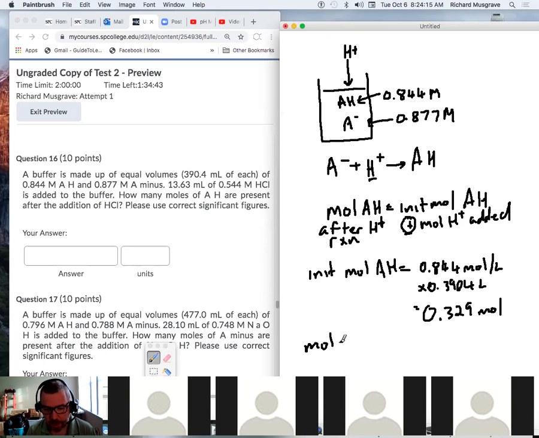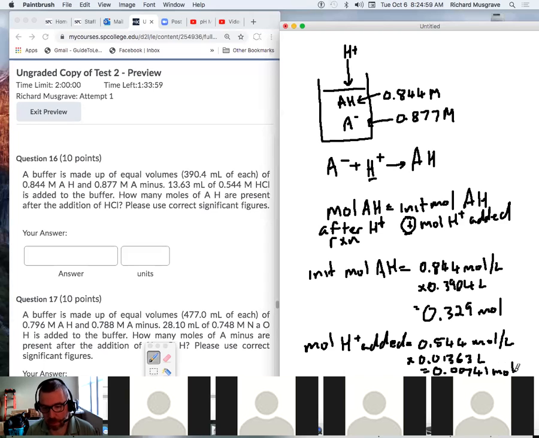We need to get the moles of H plus that we're adding here as well. So moles of H plus added, which would be 0.544 moles per liter times 0.01363 liters. And I get 0.00741 moles. So the last thing you'd have to do there is add those two things together. That'll give you your answer, because we have to add here. So we take those two numbers, we add them together, and that'll give us our final answer.